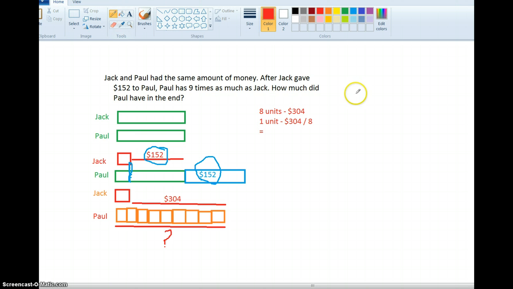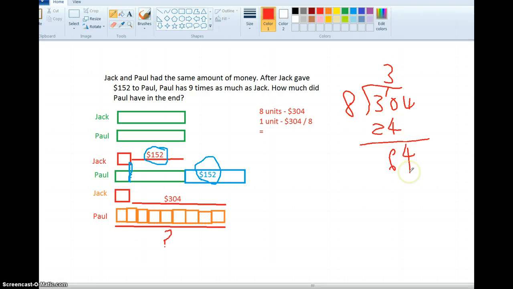okay, let's do the long working over here. I cannot divide 3 by 8, alright, so I can take 30 divided by 8. 3 times 8 is 24, 30 minus 24 is 6, so 64, and 8 times 8 is 64, remainder 0. So 1 unit is $38.